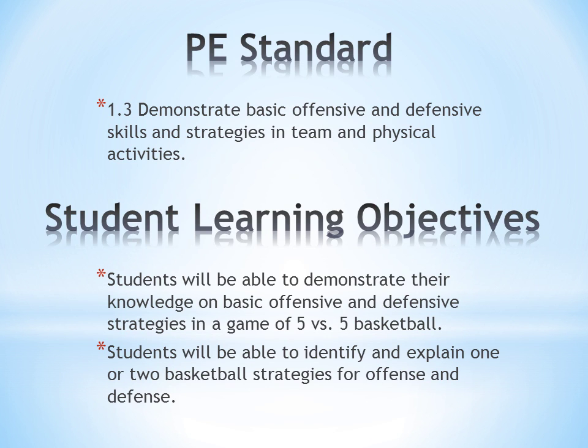The PE standard this lesson addresses is 1.3, demonstrate basic offensive and defensive skills and strategies in team and physical activities. The student learning objectives that you will have mastered by the end of this unit are that you will be able to demonstrate your knowledge on basic offensive and defensive strategies in a game of 5 versus 5 basketball. You will also be able to identify and explain one or two basketball strategies for offense and defense.